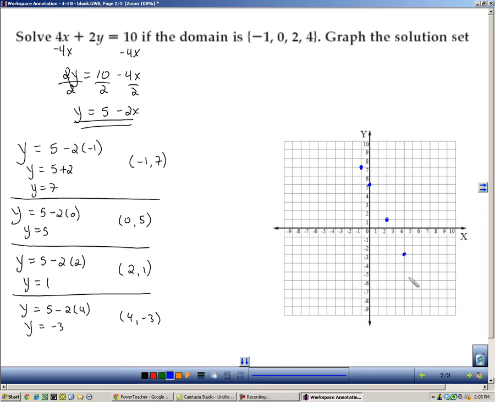Now, the benefit of graphing these points is you should notice that the points, if you were to draw a line through them, form a straight line. And that should happen because when you have any equation that has two variables in it, like our original equation, it will form a line. It's a linear equation, and those points should line up.